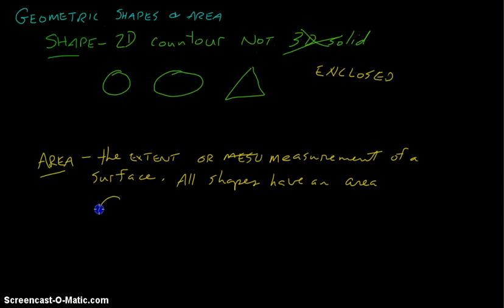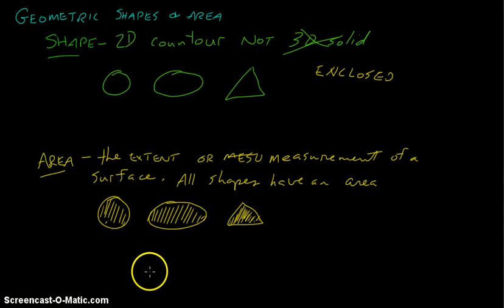Now, what I mean here, if we go to our circle, our ellipse, and back to our triangle, when I talk about area, I'm talking about the area that I just said in the definition, the extent or the measurement of the shape inside the enclosed portion of the shape. So that is our circle, ellipse, and triangle. We have our shape here and our area here.